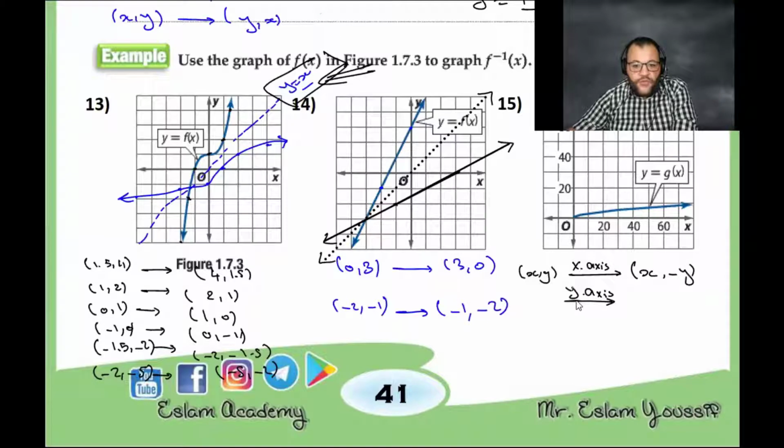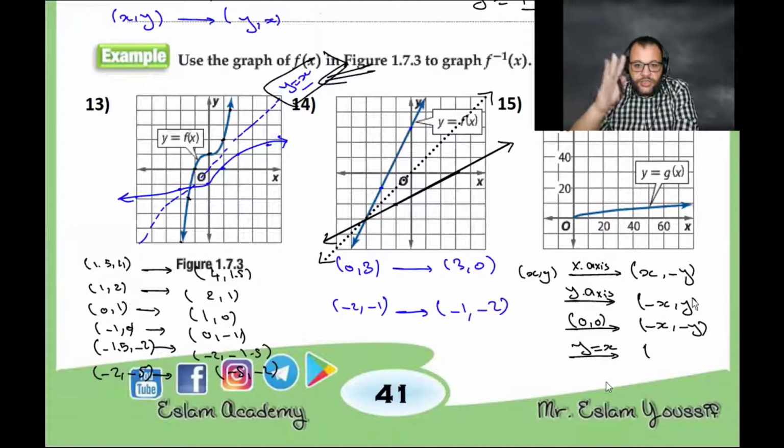If you need to find the reflection across the y-axis, what is the image? Y will be stable, and x will change sign, so negative x and y. If you want to find the reflection across the origin, both will be minus, so negative x and negative y. If you want to find reflection across the line y equals x, just change the order and keep the same signs, so it will be y and x. Those are the 4 formulas for the reflection.